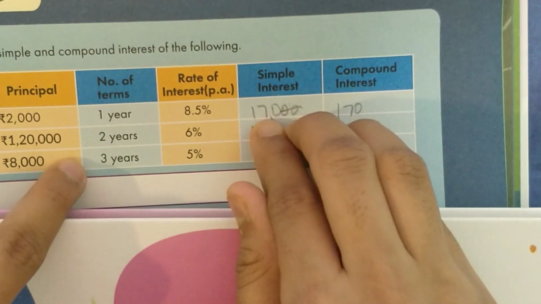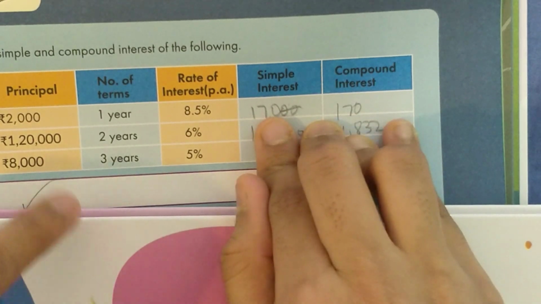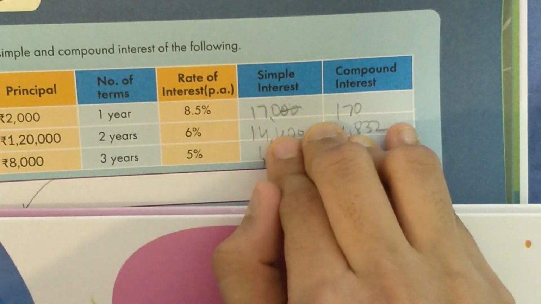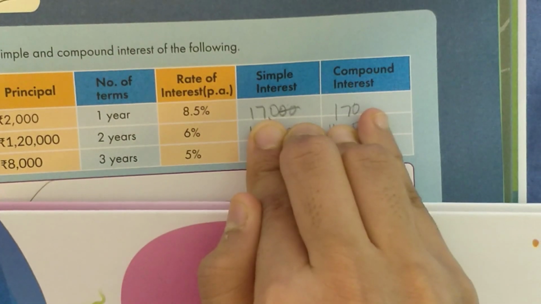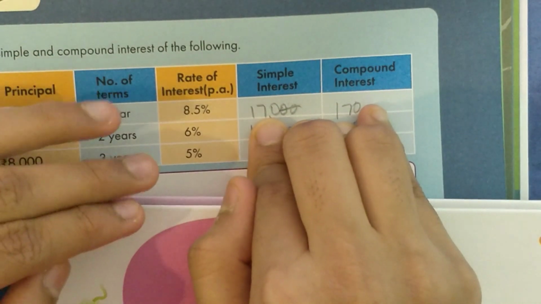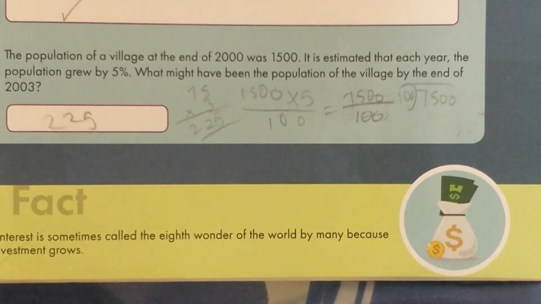So here we just multiplied them. We got 170 and 170, same for both. In 2 years, it is in 6%, right? So yes, I want you guys to do this and tell me what's the answer in the comments. Alrighty, moving on to the next part.